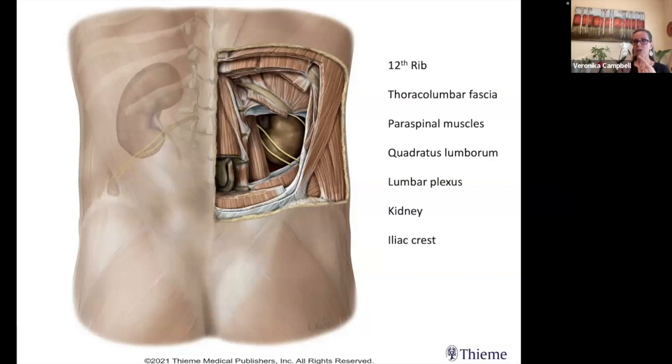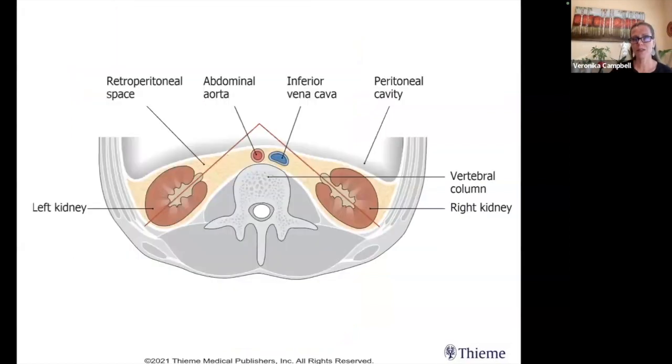Those are all the nerves that go to the obturator nerve, femoral nerve, lateral femoral cutaneous nerve. What am I forgetting? I know there's one more, but all of these nerves are sitting between the psoas, QL, and the kidney. And that's important for what we'll be talking about next. Think about how far back the kidney sits.